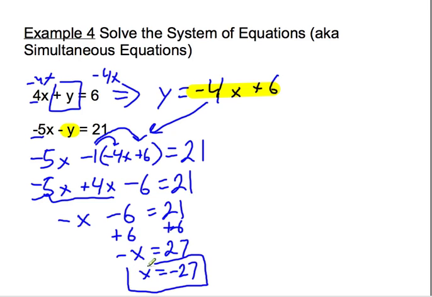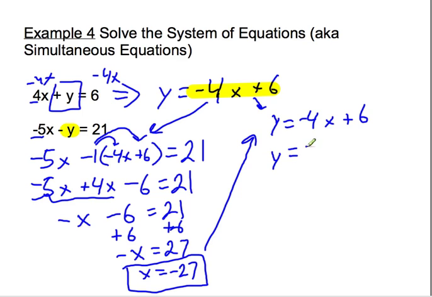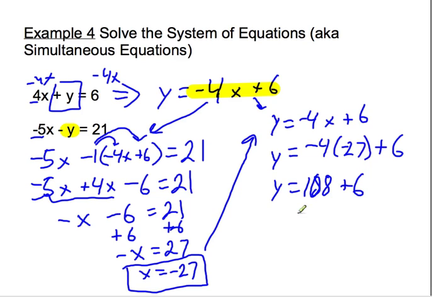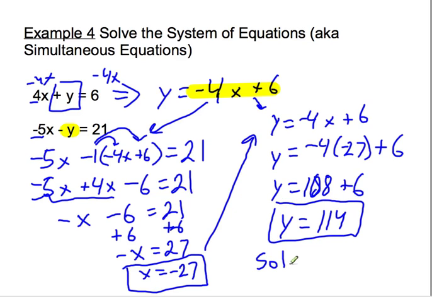So we've got our x value. Then we're going to find our y value. Let's use this equation to find our y value. Y equals negative 4x plus 6. And of course x equals negative 27 at the point of intersection. So that's going to be 108 plus 6. So y equals 114. So the solution is negative 27, 114.